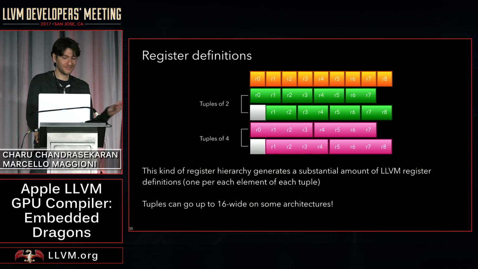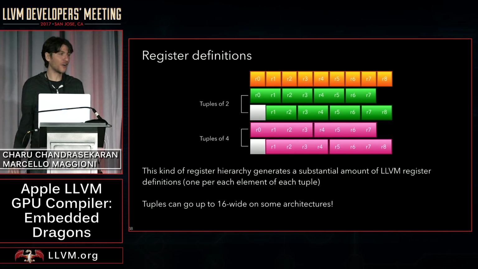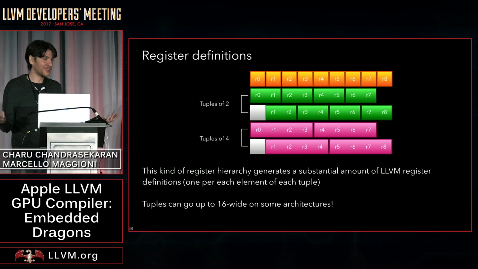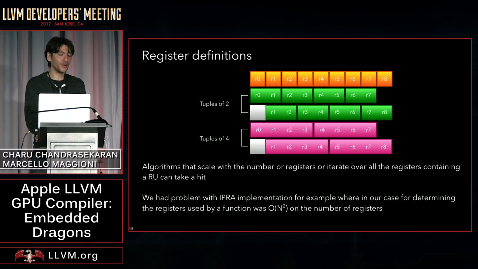Because on some architectures we can go up to 16 wide with these register tuples, we actually generate thousands of LLVM registers that all reuse the same register units. This is very uncommon with respect to CPUs, and we have many more LLVM registers than actual register units. Because of this, algorithms that scale with the number of registers, or that iterate over all the register units contained in every register, can take a hit.